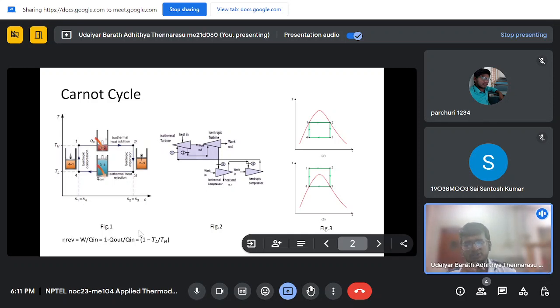And this Q is directly proportional to the temperatures, so you can write temperatures in terms of heat. So 1 minus Q out by Q in will become 1 minus TL by TH. The lower temperature, TL, is where there is heat rejection, and the higher temperature, TH, is where you are having heat addition. So that's the efficiency formula, which gives the maximum efficiency you can achieve between two energy levels. This is a cycle to which we can compare other cycles to see how efficient they are. So that is the basic idea of a Carnot cycle.